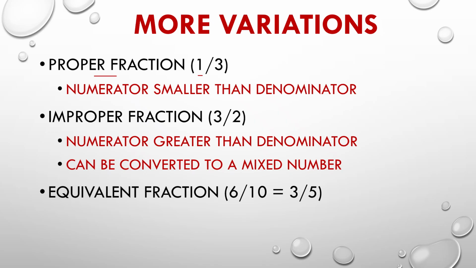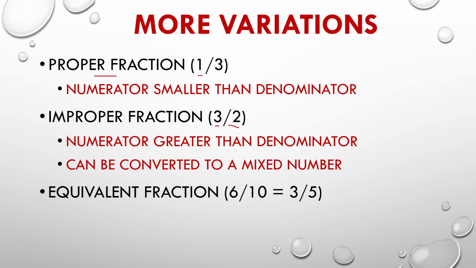So this is where we're going to have a numerator that's greater than the denominator, and it can be converted to a mixed number. So if we take 3 divided by 2, we get 1.5. So we get a whole number and a fraction, which is our mixed number.